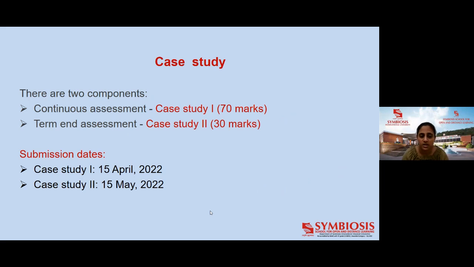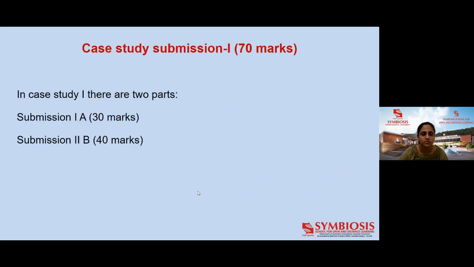Now, what are the submission dates for case study 1? The date is 15th April 2022, and for case study 2 it is 15th May 2022. So I think you still have 1 month for case study 1 submission. In case study 1 there are two parts: submission 1A, which is for 30 marks, and submission 1B, which is for 40 marks. Okay, got it? You are going to submit both of these in one document itself. So don't get confused, but you have two submissions, A and B, in case study 1.